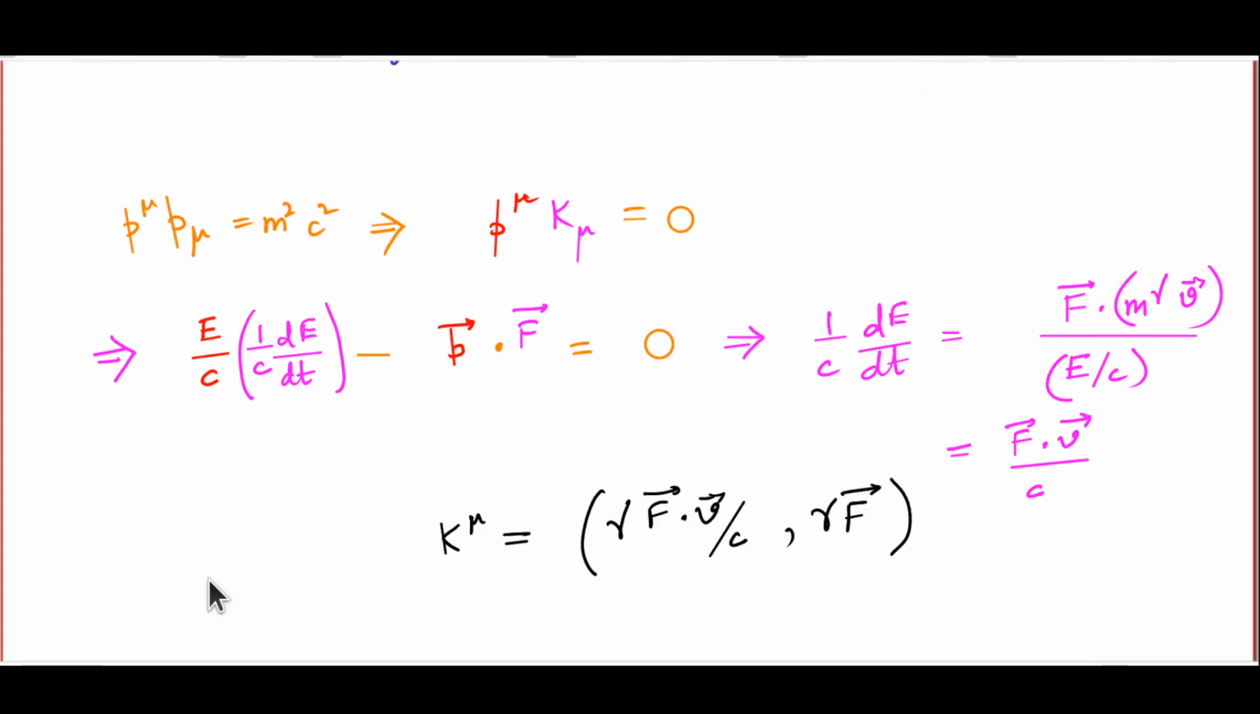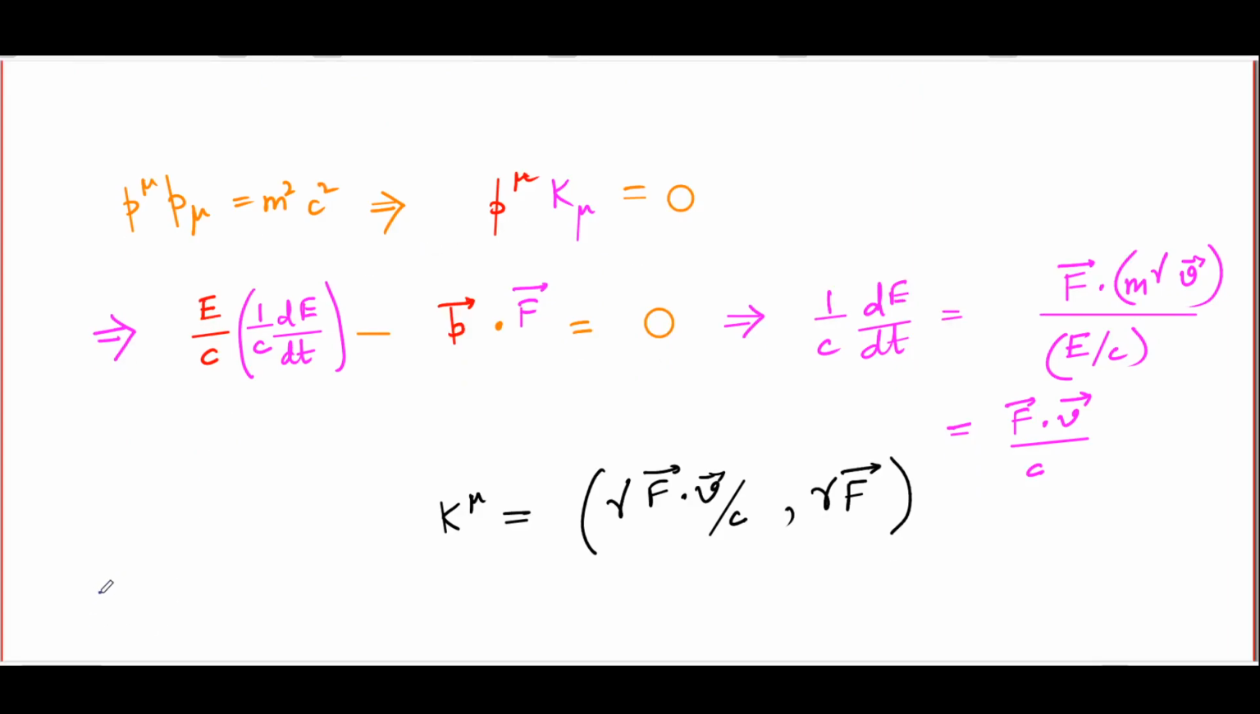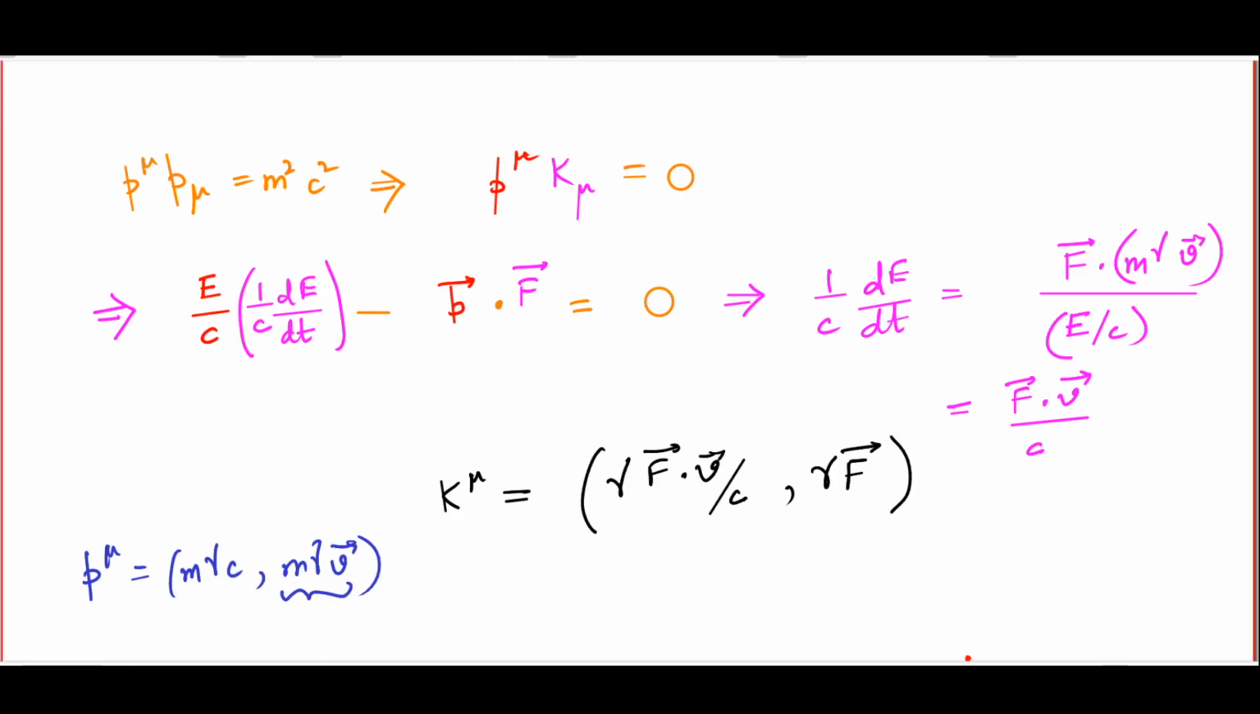When we talked about the 4-momentum p mu, its components were m gamma c and m gamma v vector. Now the spatial part of this 4-vector is what we had identified with the momentum p. At that point I raised the question, why don't we just say that the momentum is still p and the spatial part is just gamma times p? Note that that's exactly what we have done here.